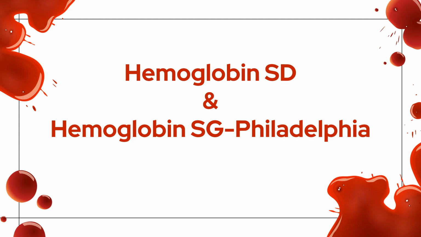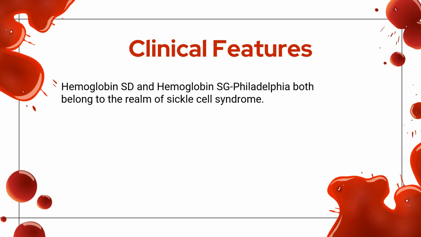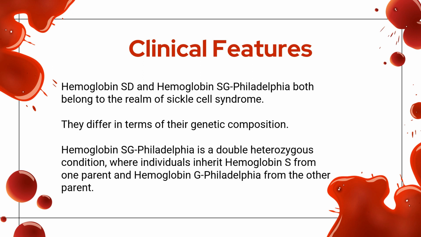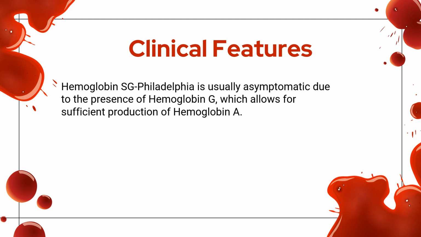Hemoglobin SD and hemoglobin SG Philadelphia are two intriguing forms of sickle cell syndrome. So, let's get started on this enlightening journey. Hemoglobin SD and hemoglobin SG Philadelphia both belong to the realm of sickle cell syndrome. However, they differ in terms of their genetic composition. Hemoglobin SG Philadelphia is a double heterozygous condition, where individuals inherit hemoglobin S from one parent and hemoglobin G Philadelphia from the other parent. Interestingly, hemoglobin SG Philadelphia is usually asymptomatic due to the presence of hemoglobin G, which allows for sufficient production of hemoglobin A.